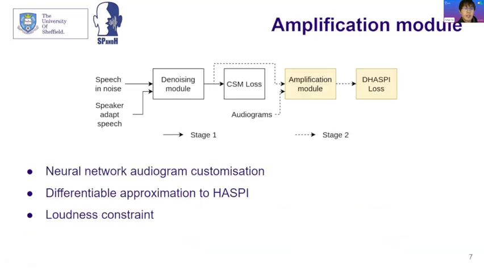As for the amplification module, of course, it needs to be customized towards different audiograms. We use a simple neural network to do that. Also, as I mentioned previously, we implemented a differentiable approximation to HASPI so that it can be used as the optimization objective. Also, a loudness constraint is added in the optimization objective to prevent over amplification, so that the enhanced speech is not too loud.